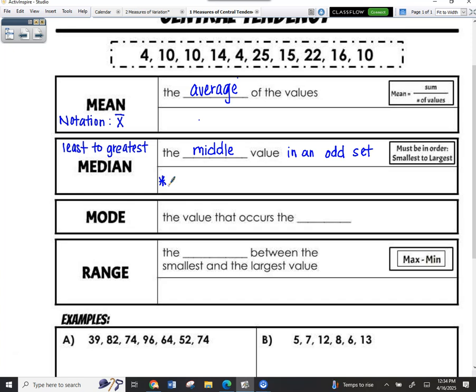I have 10 numbers. Imagine every finger represents a number, and imagine they're in order. You with me? The median, is there a middle here? Yes. Like a middle number, like a middle data set? No. So what do I do?